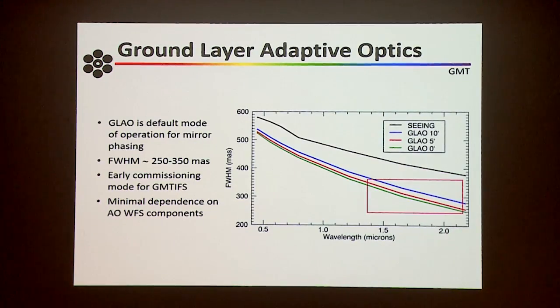Here's the ground layer adaptive optics system. I think I may have shown this diagram before, showing the performance, the delivered full width half maximum expected as a function of wavelength. This will be the early commissioning mode for GMTIFS before the rest of the adaptive optics system is required, because it has minimal dependence on the AO wavefront sensor components. Okay.